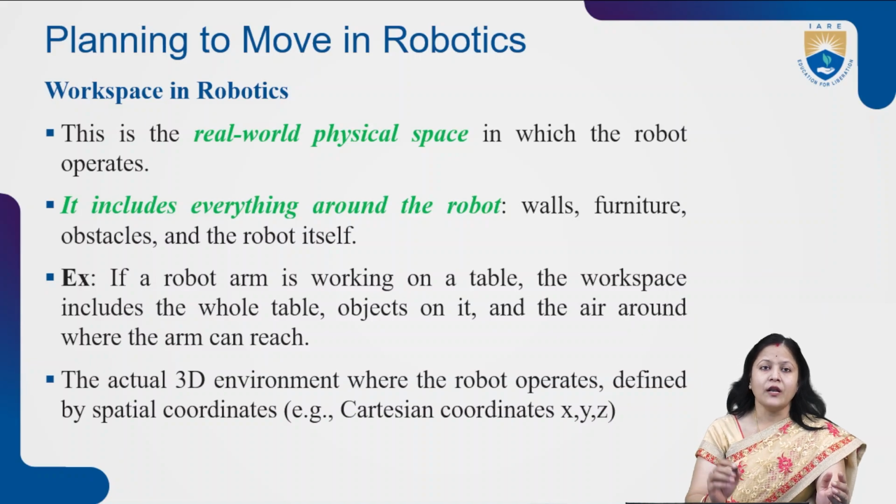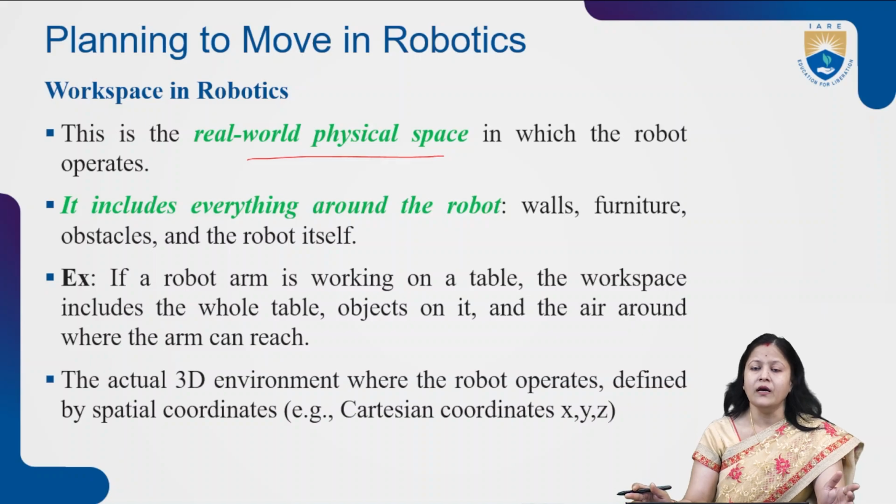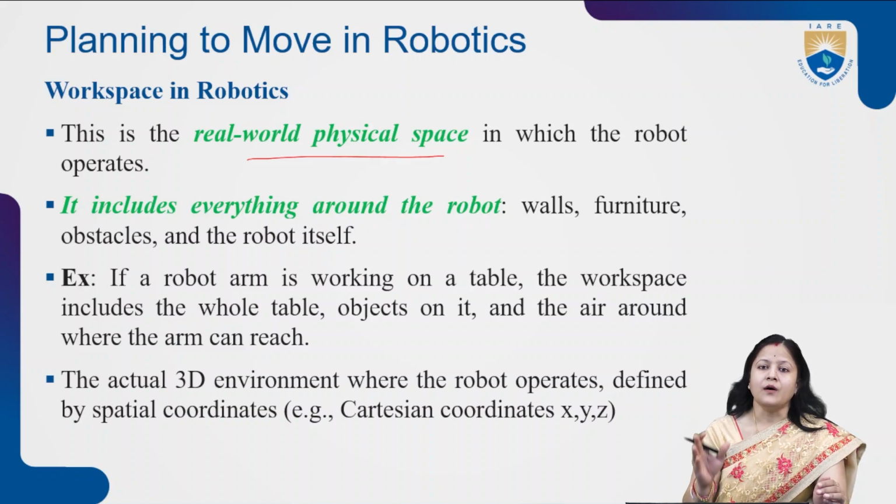Anyway, I'll explain. Let me discuss the workspace in robotics first. This is the real world physical space in which the robot operates. It includes everything around the robot, like the walls, furniture, obstacles, and the robot itself. For example, if a robot arm is working on a table, the workspace includes the whole table, the objects present on the table, and the air around where the arm can reach. So everything, including the robot itself and its surroundings, is considered the physical space, or the workspace.